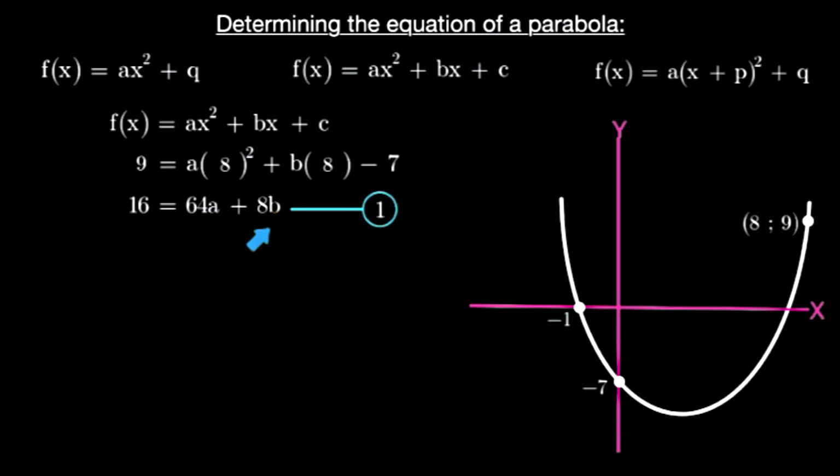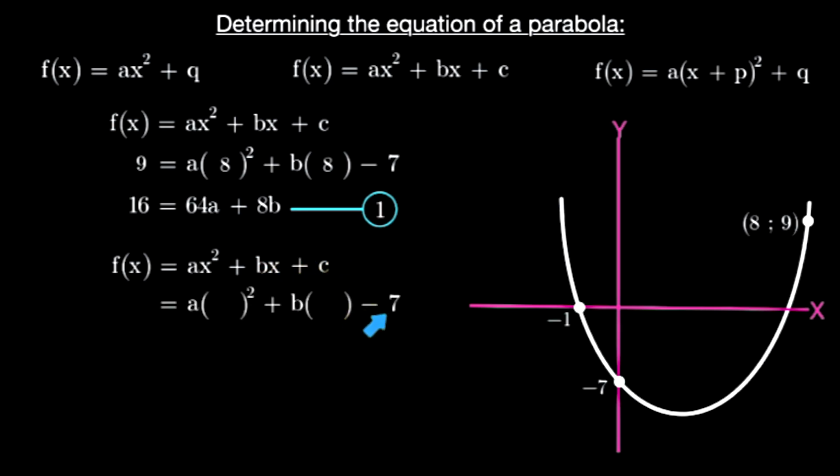Now, how about finding another equation that contains a and b? That's quite easy because we've got one other point. Again, I'm just going to write down the general equation f(x) = ax² + bx + c. We have the y-intercept, so I put it into c's place. Again, I left an empty space for this x, that x and the y, because now we're going to take the other point on the parabola and substitute it into x and y's place.